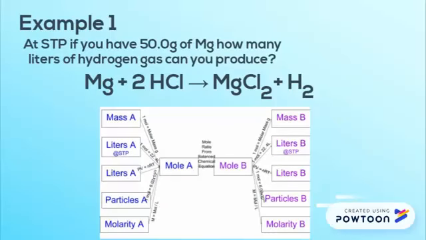Let's try example 1. First, make sure your equation is balanced. Then figure out where we're starting. So we're starting with 50 grams of magnesium. We're going to be using our molar mass first. Then we're going to use our mole ratio. And finally, we need to get to liters of B. And this time we can go to STP. So we're going to be using 22.4 liters to convert.